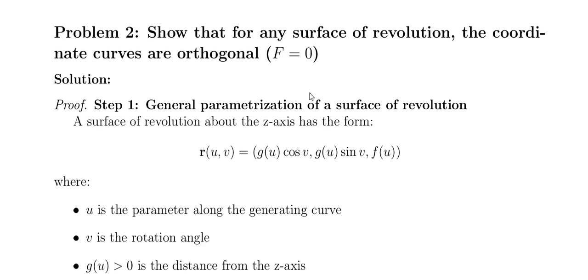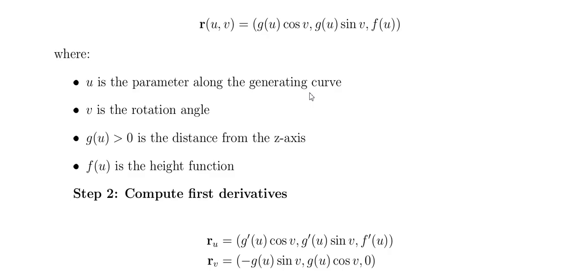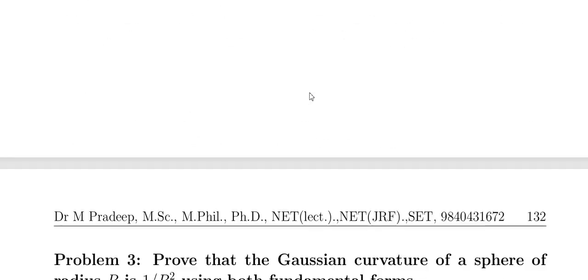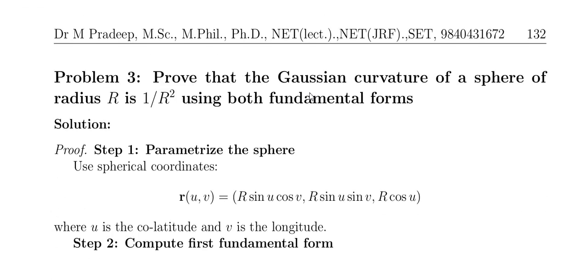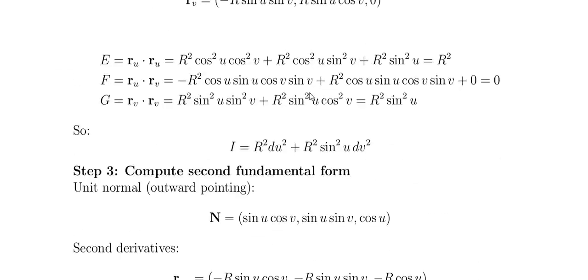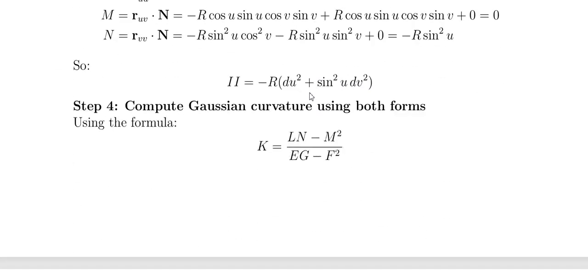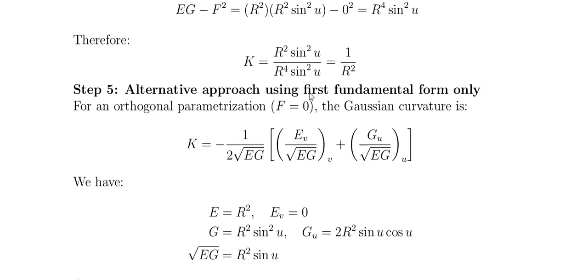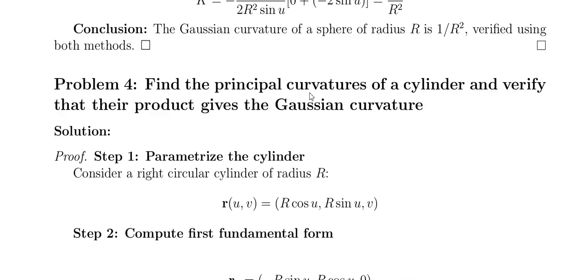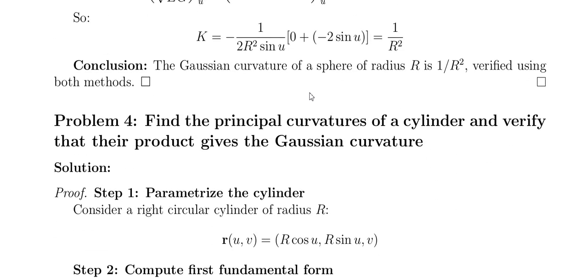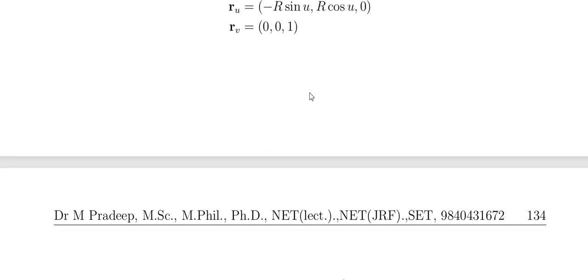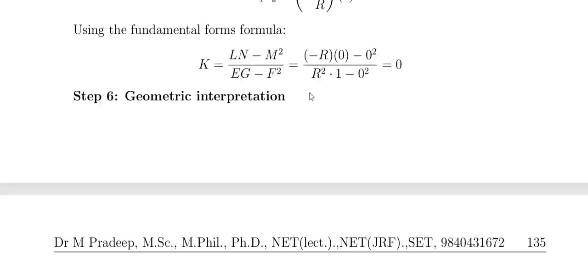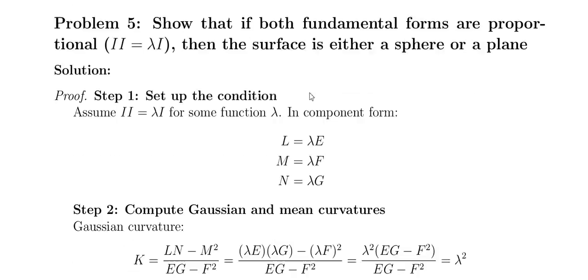For any surface of revolution, the coordinate curves are orthogonal. The fundamental form is 1 by r square, so 1 by r square gives the Gaussian curvature. So it is a very easy calculation, not a difficult one.